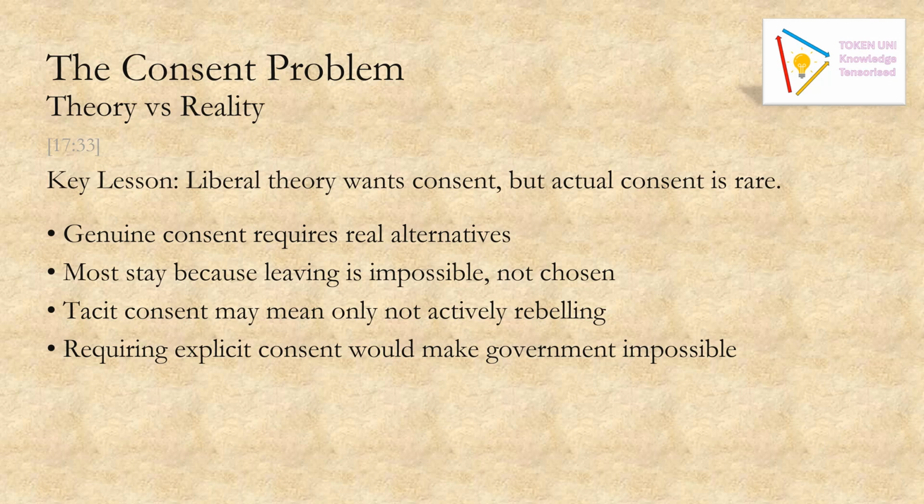Locke might respond that he is not describing ideal conditions, but real ones. In a world where governments exist and someone must rule, tacit consent is the best we can do. The alternative, requiring explicit consent from every individual, would make government impossible. But the tension remains. Liberal theory wants to ground obligation in consent, but actual consent is rare. The legitimacy that flows from genuine agreement may be thinner than Locke hoped.